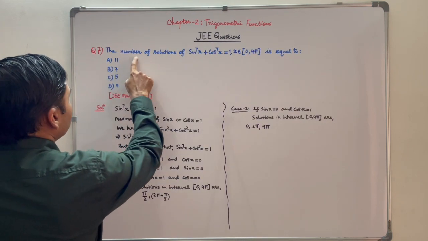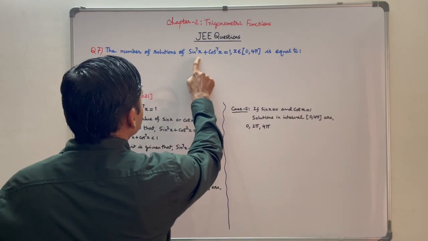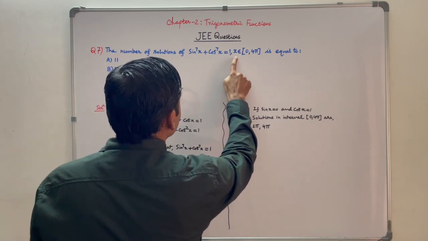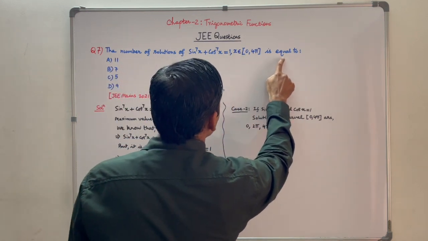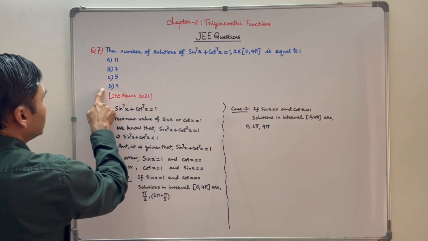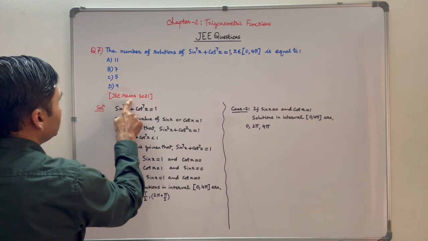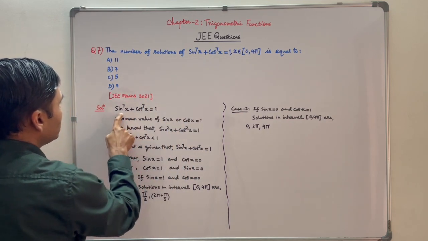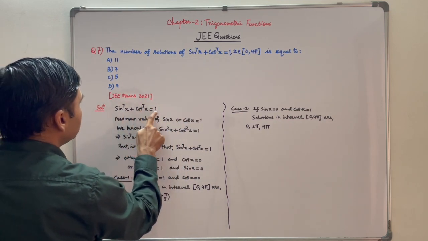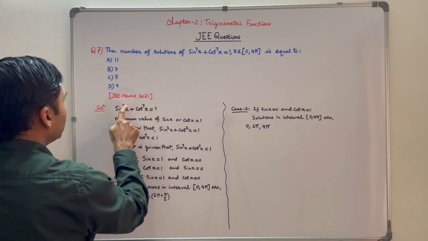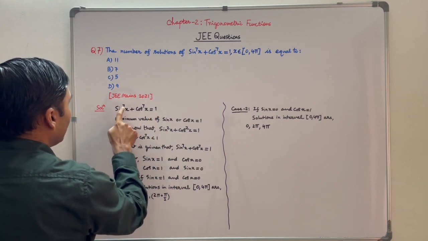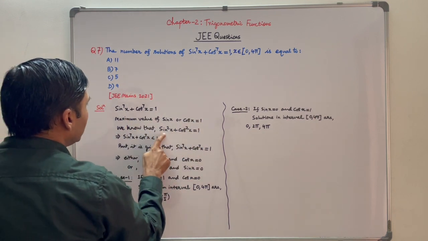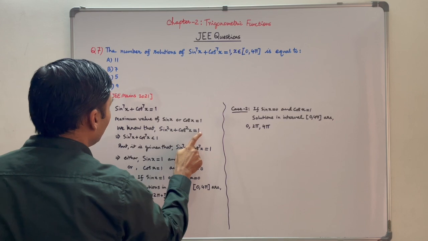Seventh question, the number of solutions of sin to power 7 x plus cos to power 7 x is equal to 1, x lies between 0 to 4 pi, is equal to. These are the options given. This question appeared in JEE Mains 2021. The given equation is sin to power 7 x plus cos to power 7 x is equal to 1. We know that maximum value of sin x or cos x is equal to 1. We also know that sin square x plus cos square x is equal to 1.